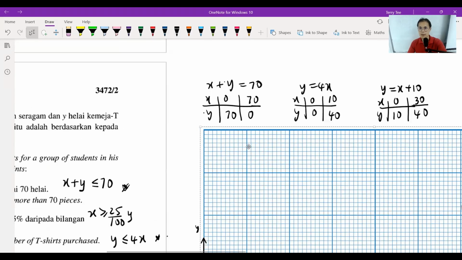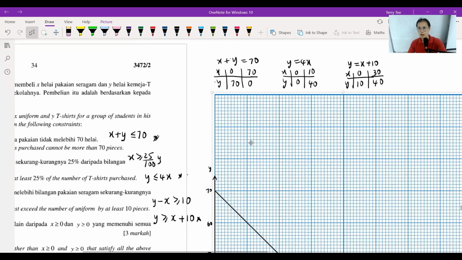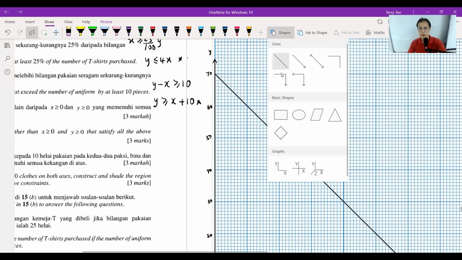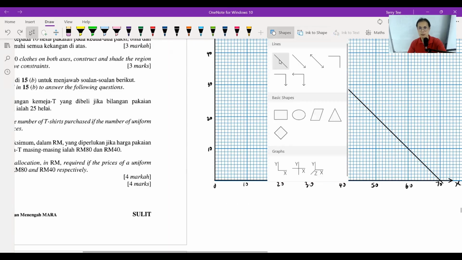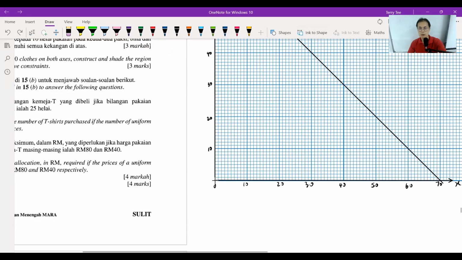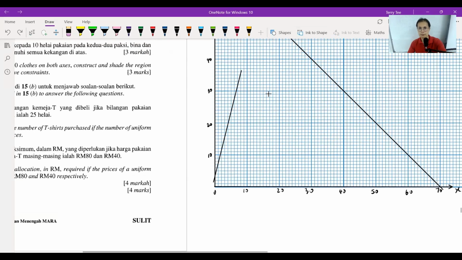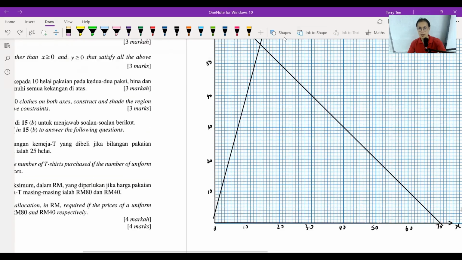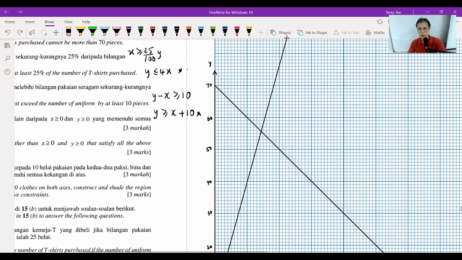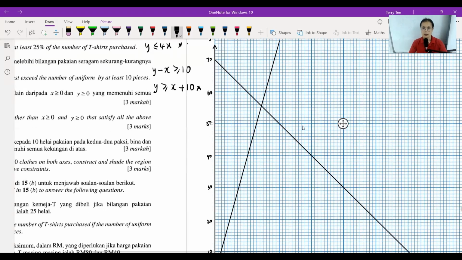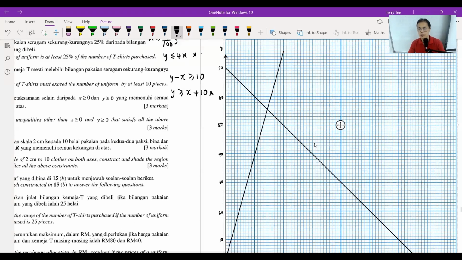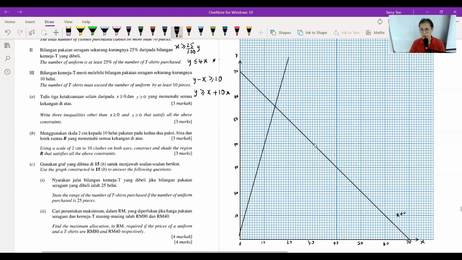Second one, x equals 0, y 0, and 10, 40. Let me do once again, 0, 0, 10, 40. 10, 40 is high up. As long as it passes through the point, I can see 10, 40 is over here. You can do a bit higher, doesn't really matter. This equation, the first equation is x plus y equals 70. Second equation, y equals 4x.